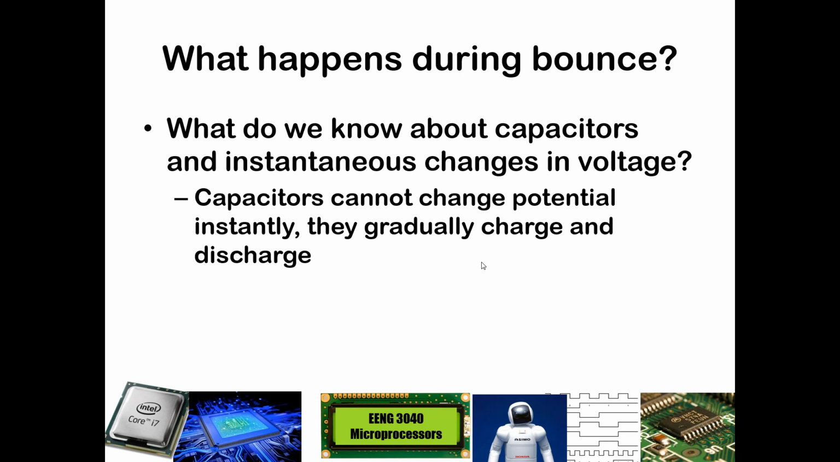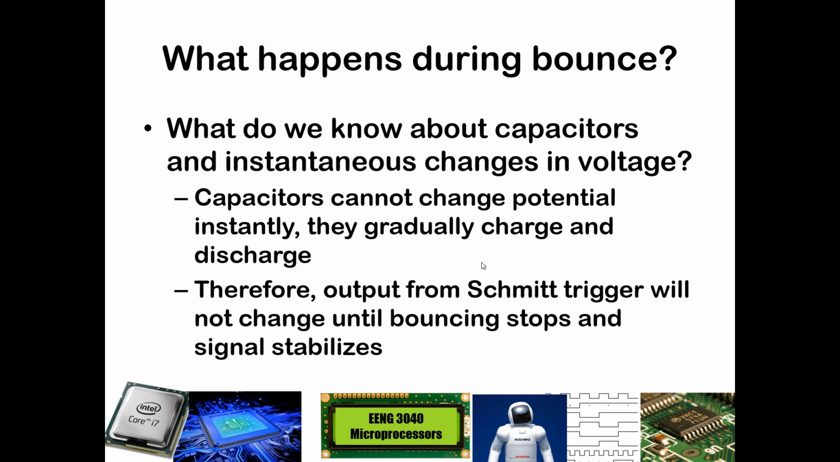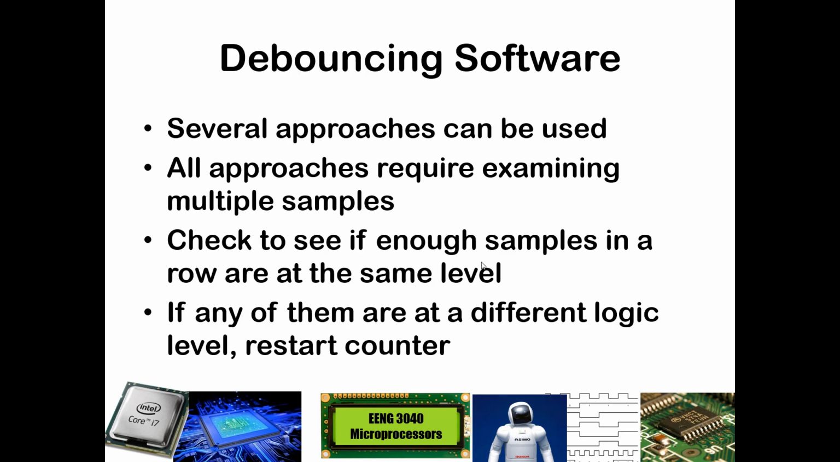So the capacitors, as we know, cannot instantaneously change potential. They can change quickly, but not instantaneously. And then the output from the Schmitt trigger will not change until the capacitor voltage rises above or falls below the threshold of influence. That allows some stabilization in this circuit, even if the signal coming in from the switch is quickly changing. We can also perform debouncing in software.